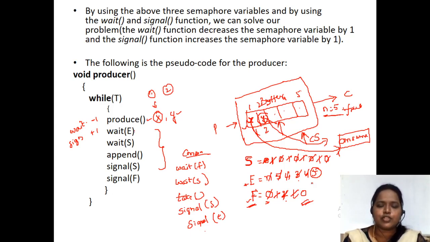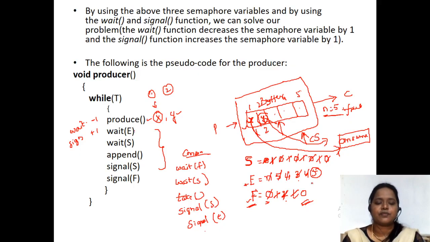So in the producer consumer problem by making use of semaphores, we are going to make use of 3 semaphores. S is used so that only one process should be in the critical section. F in the sense how many full slots are there, that count it will give. E in the sense how many empty slots are there. Wait in the sense it is going to decrement by 1. Signal in the sense it is going to increment by 1.